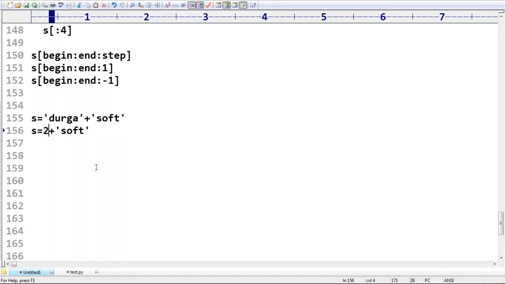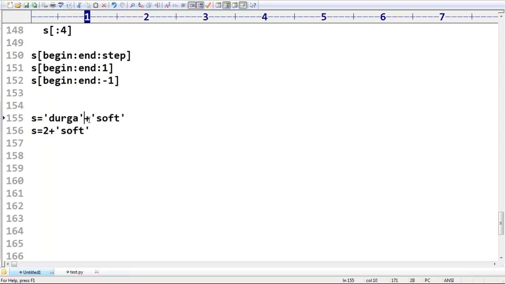Sir, now I'm taking 2 plus soft. Is it valid or not? The people who are coming from Java, can you please respond? In Java, this one is perfectly valid. If at least one argument is a string, automatically concatenation happens, and 2soft is going to come. But in Python, this one is invalid. Python itself treats it as invalid, but in Java it is valid, sir.